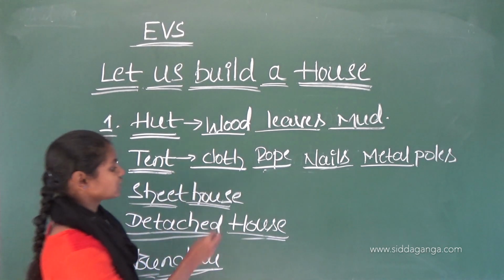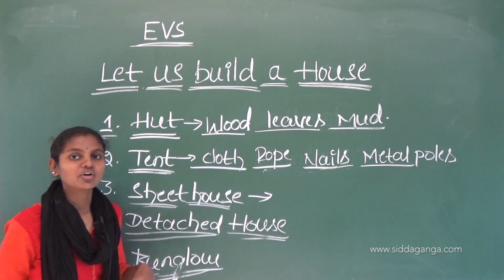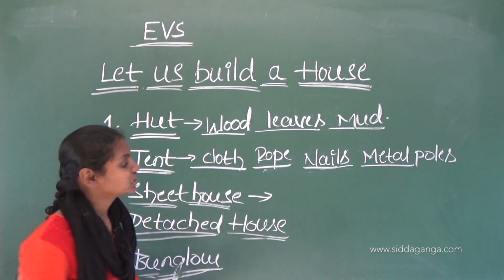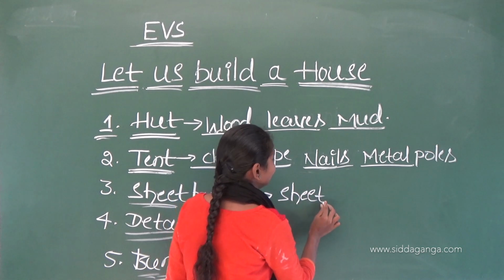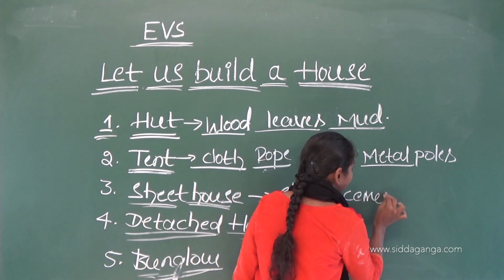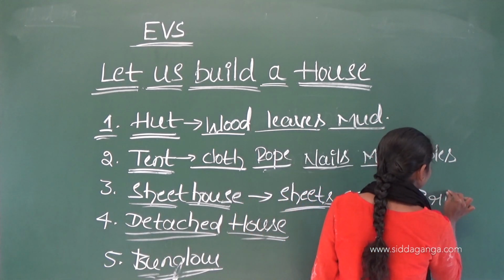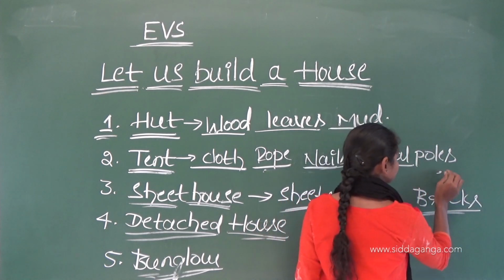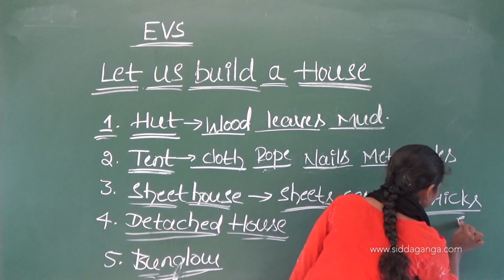Next one is sheet house. For the construction of a sheet house, you have to make a collection of sheets for the roof, cement, bricks, and sand. Are you able to see here? So that is sand also.